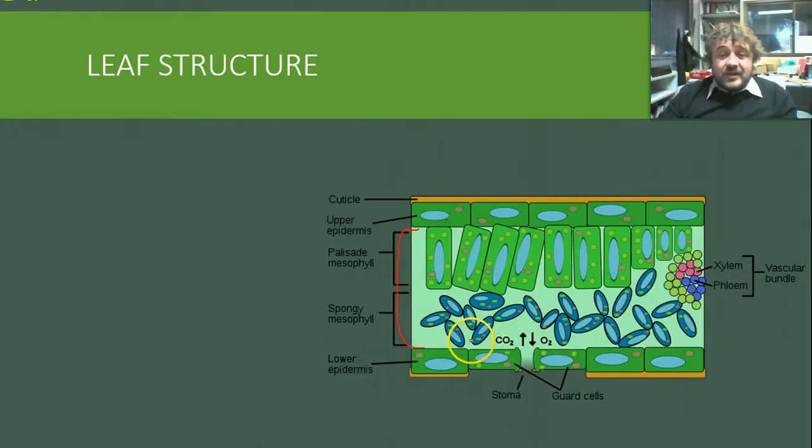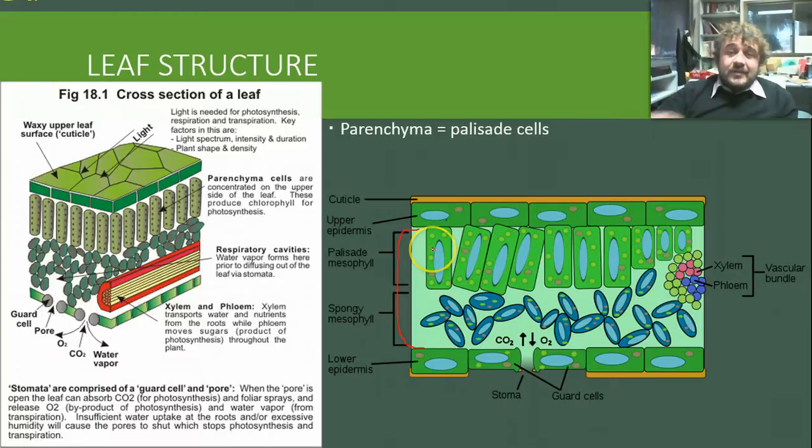This is a diagram that you could draw. You have a cuticle along the top, which is not a cellular layer, just a waxy layer kind of thing. Then you have the upper epidermis, meaning the skin, and you've got the palisade mesophyll. Palisade mesophyll, also known as the parenchyma cells, and the palisade cells. That is where photosynthesis happens.